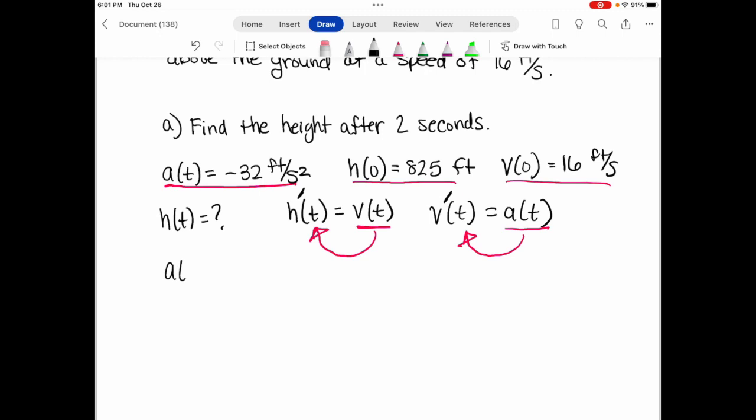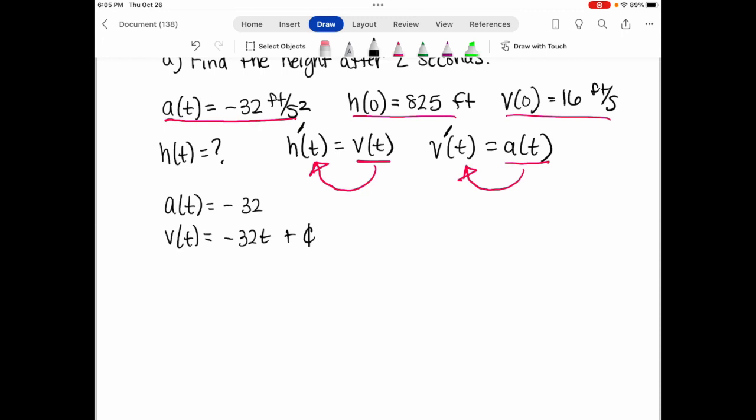So our acceleration, since we're talking about gravity here, is negative 32, and that's feet per second squared. The negative is in there because we're talking about gravity, which is pulling us down. So if I find the antiderivative for this acceleration function and we think backwards, the velocity function is going to be negative 32t plus our constant. So now we have a general family of functions for the velocity. If I want a specific function, I need to know what that value of our constant is.